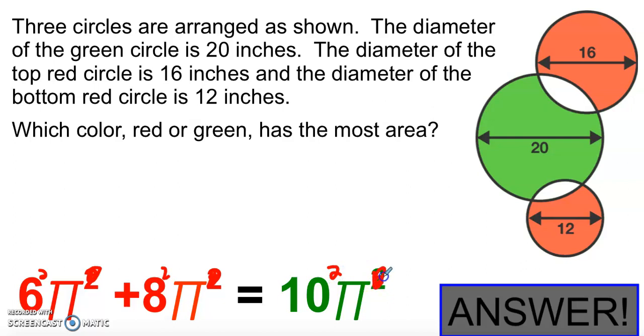One of the things you can do with this is divide all three by pi, and the pi's are going to go away. So 6 squared is 36, 8 squared is 64, and that's going to equal 10 squared, which is 100. So the areas are the same between the red and the green.